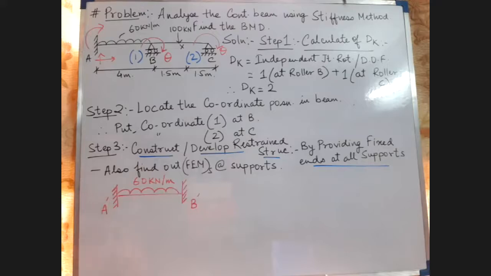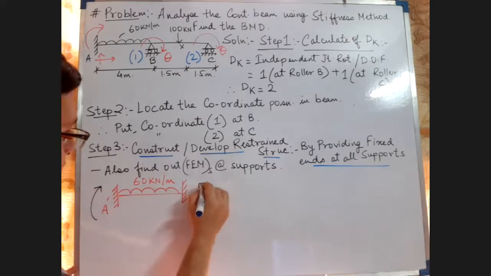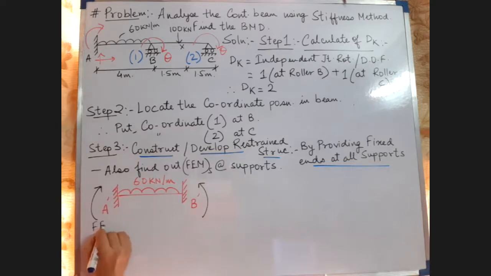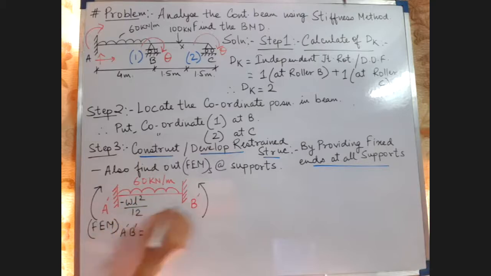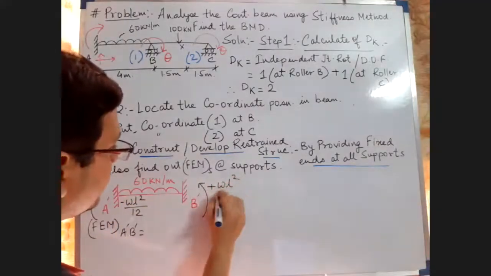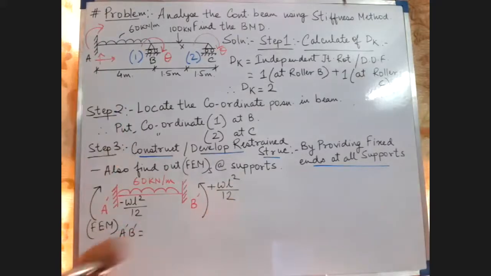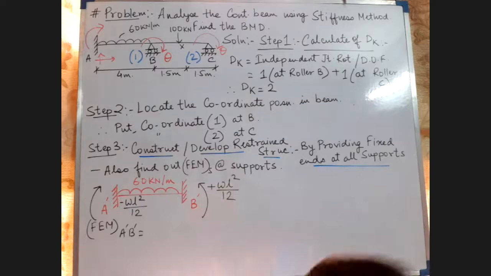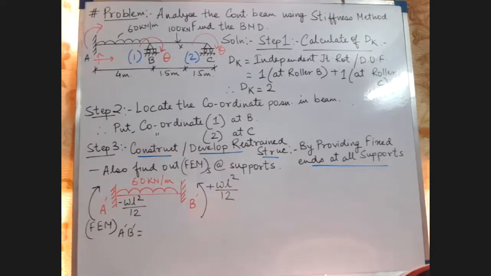So obviously we know how to find out fixed end moment. So fixed end moment for A dash B dash: on the left side, minus W L square by 12, and on the right side, we have plus W L square by 12. I hope everyone knows the fixed end moment. Yes or no? Write in the chat box. Very easy. One of the fundamental things in slope deflection and moment distribution.